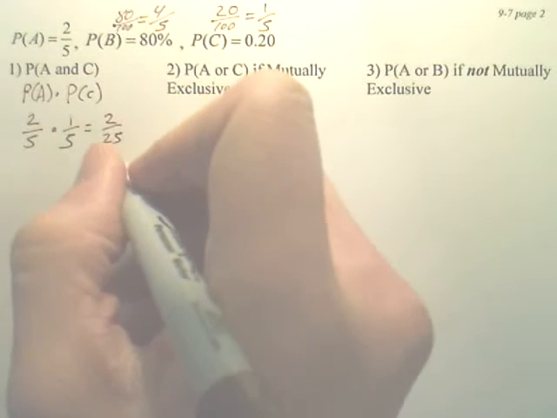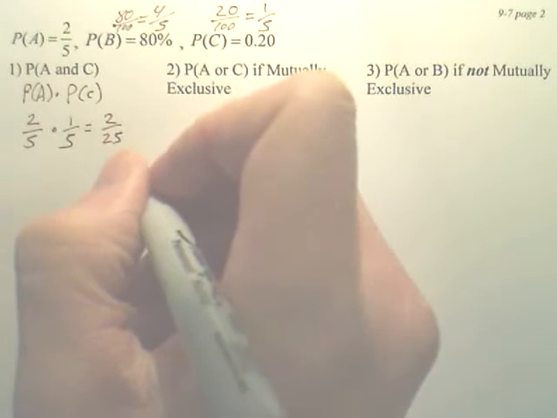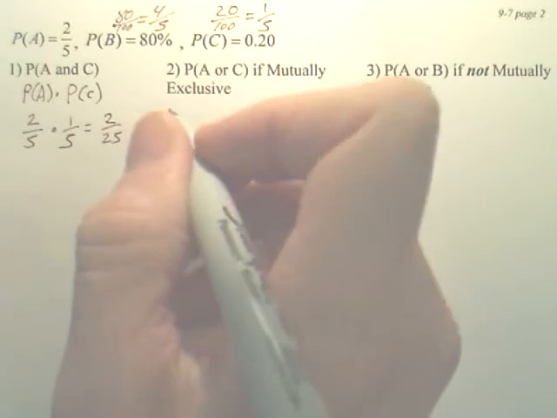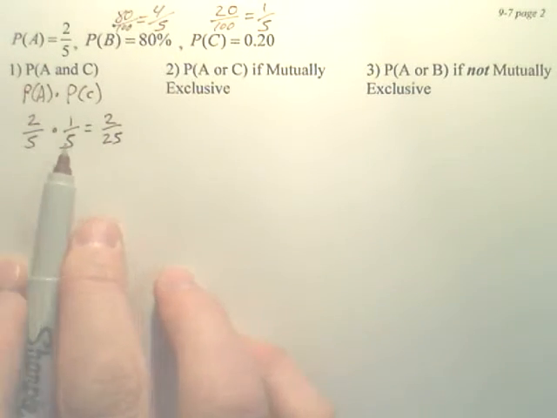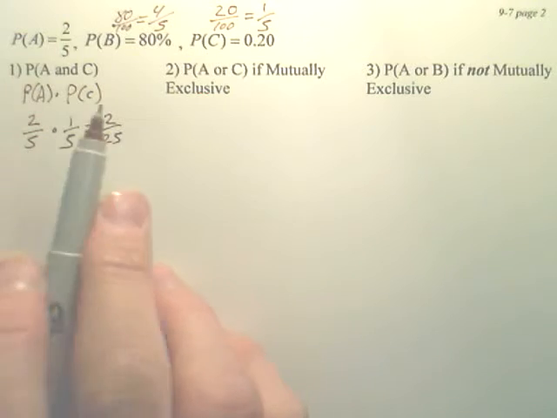I could change that to percentages. That would be 8%. You could change that to a fraction, a decimal. Anyways, oh, by the way, the probability of 2 events.